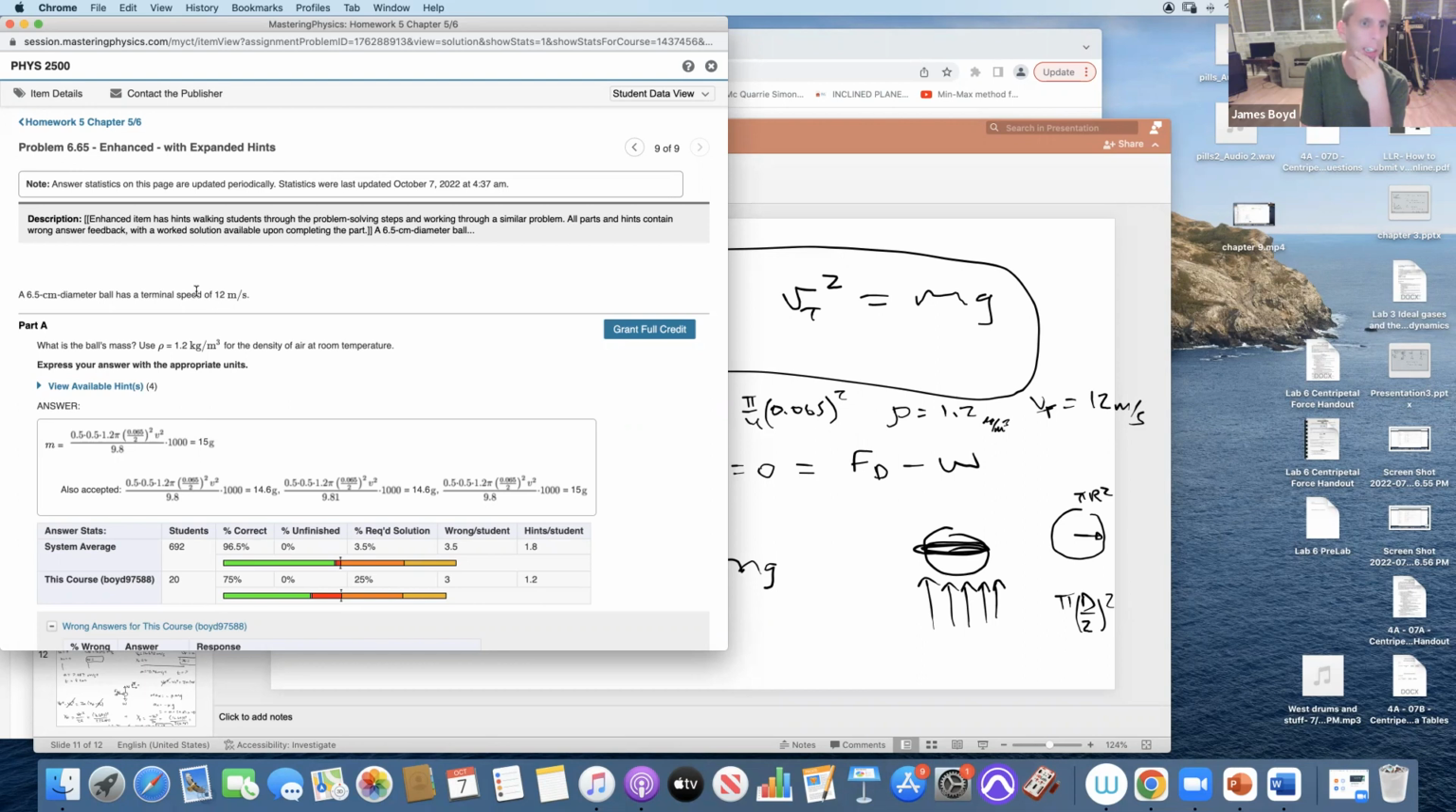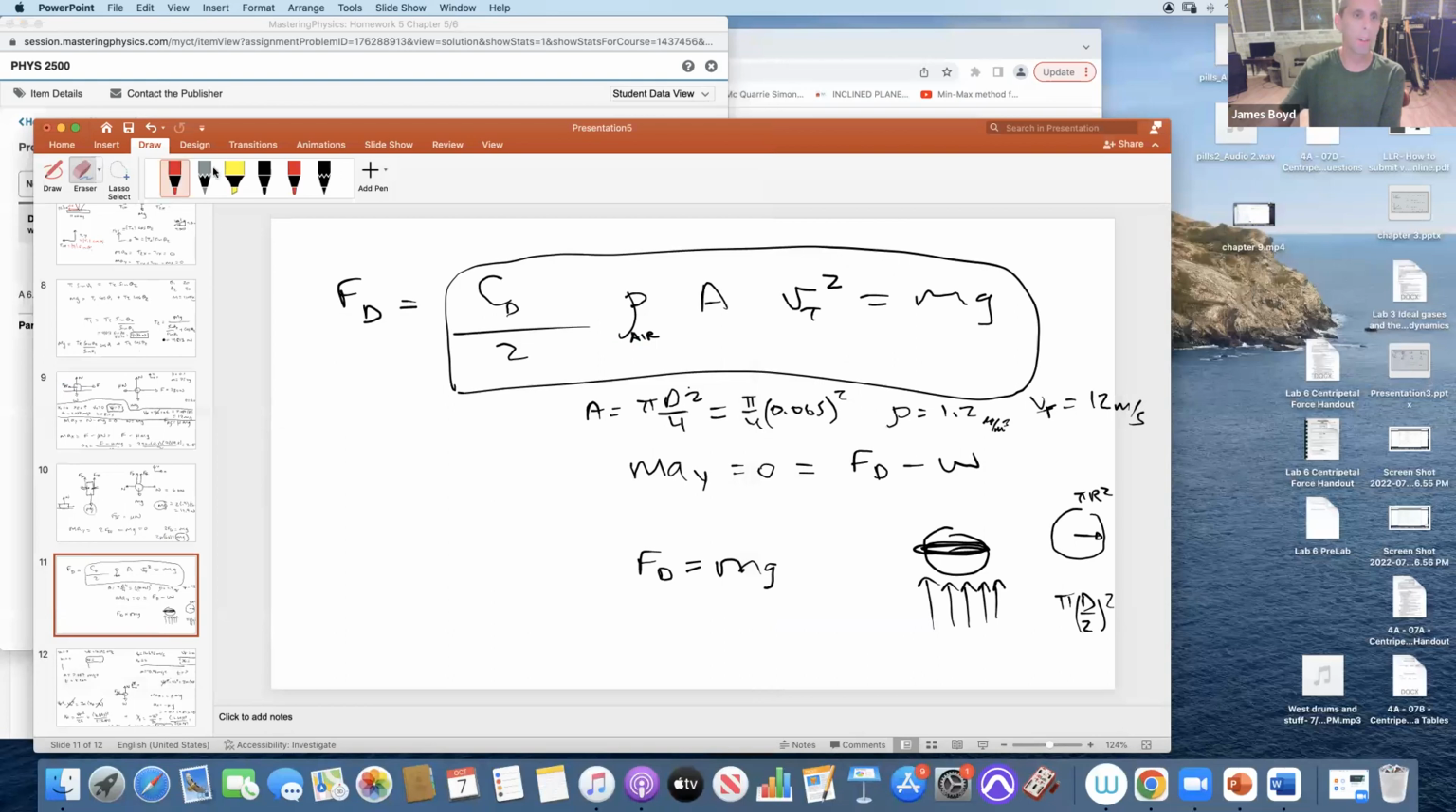I don't know why they're assuming that the drag coefficient is a half. Maybe that's actually in your book. So we can assume that the drag coefficient is a half, which is a little bit weird, but C_D is 1/2. I think that is actually in your book. So m is equal to C_D times one half times rho of air times v_T squared times A, all over g. Just divide by g.